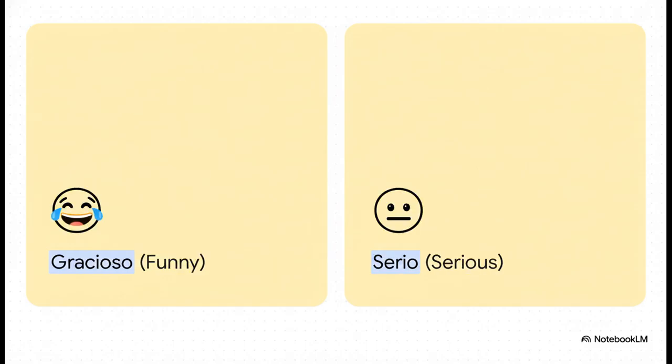Here's another really excellent spectrum: humor versus seriousness. If a person's demeanor is lighthearted and they always make you laugh, they're gracioso, or funny. But if they're a bit more solemn or intensely focused, you describe them as serio, or serious. And since these describe core parts of who someone is, we're back to pairing them with the verb ser, like saying, él es gracioso. He is funny.